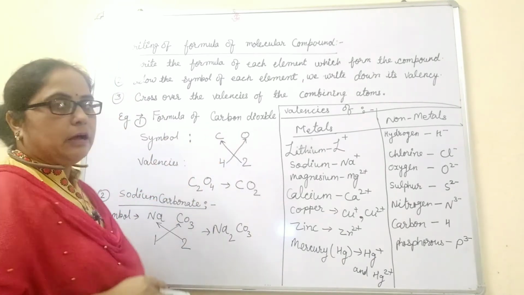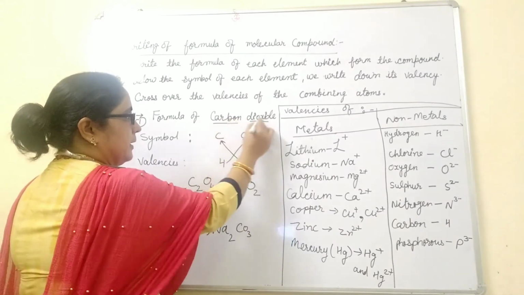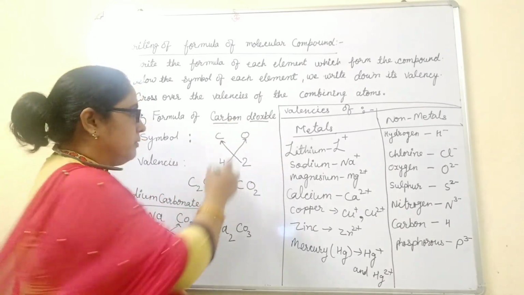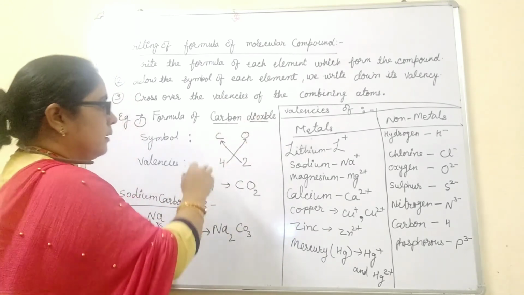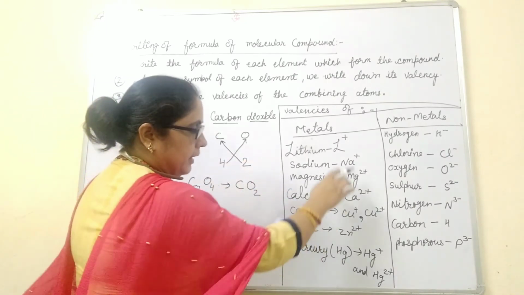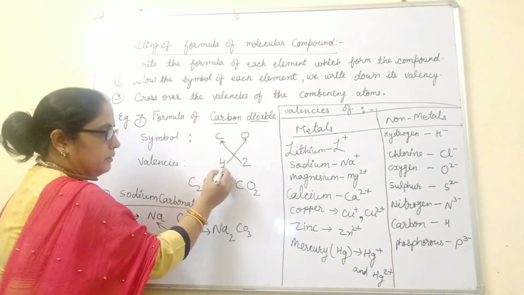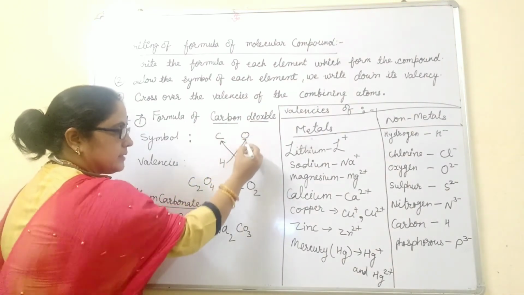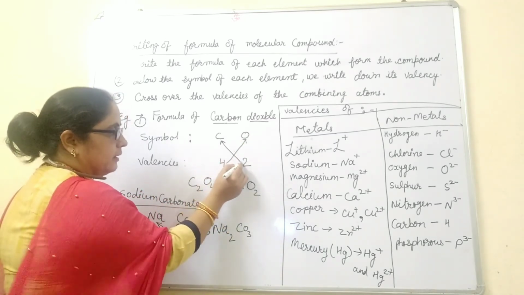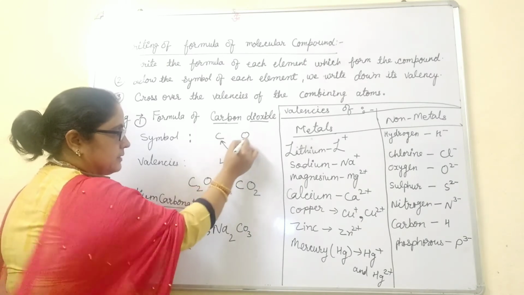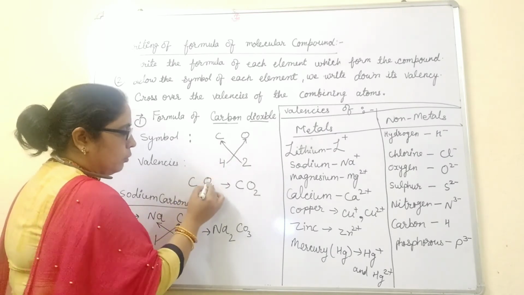Formula of carbon dioxide, how can we make it? First of all, in carbon dioxide, 2 elements, carbon and oxygen, are present. So we will write the symbol of carbon C and the symbol of oxygen O. Valency of carbon is 4. So in the next step, we will write the valency of carbon, 4, below it, and below oxygen we will write the valency of oxygen, that is 2. Now cross over the valency. This valency goes here and this valency goes here. So we cross over the valency and we get C2 and O4.